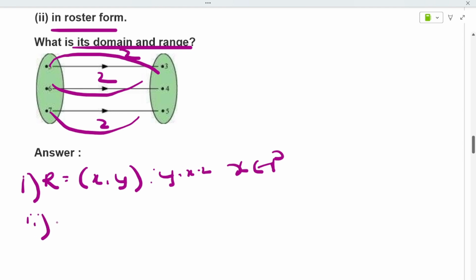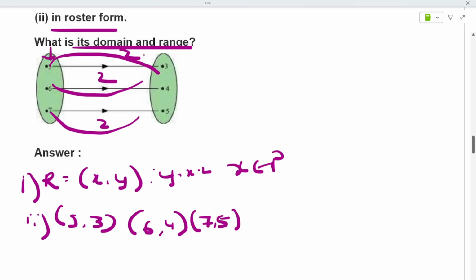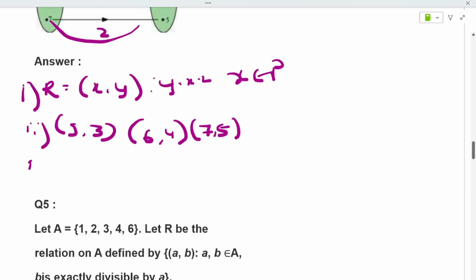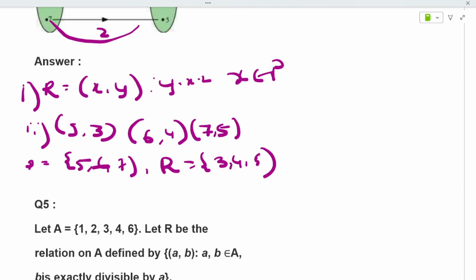For roster you can write it as (5, 3), (6, 4) and (7, 5). The pairs which they have given are (5, 3), (6, 4) and (7, 5). Now if we see the domain and range, you write the domain as {5, 6, 7} and the range is {3, 4, 5}. I hope you got this question.